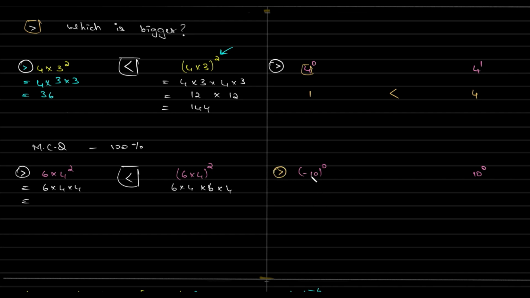Next question. Minus 10 to the power of 0 is minus 1, while 10 to the power of 0 is 1. Is this correct? No. Minus 10 to the power of 0 is plus 1, so both are equal.